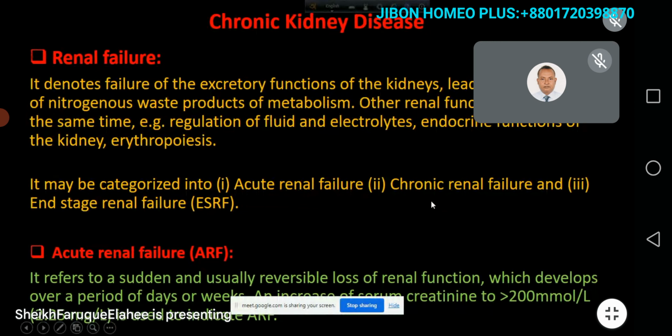For this class today, I gave one post on Facebook, and I put the term in Bengali as well as in English. So chronic kidney failure, I translated into Bengali, and in bracket I wrote chronic renal failure. Chiro means chronic.